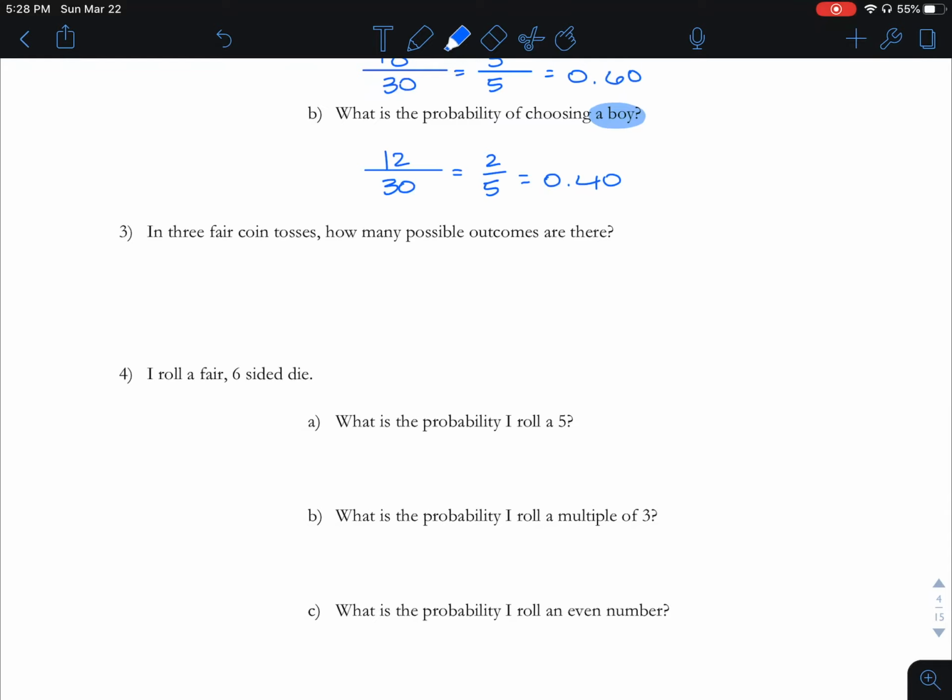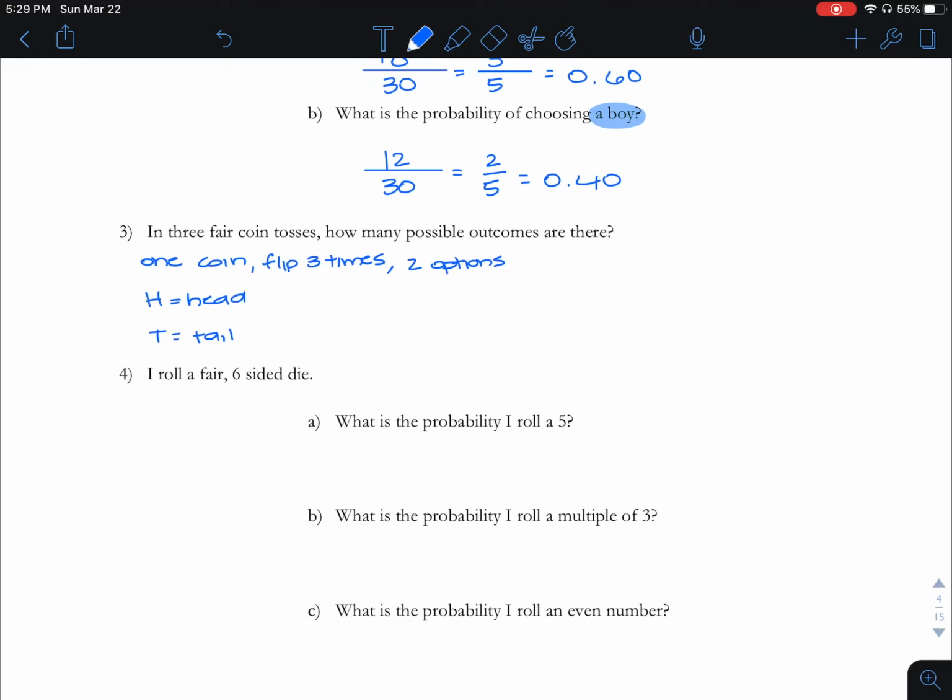In 3 fair coin tosses, how many possible outcomes are there? Actually, I have 1 coin that I'm tossing 3 times. So I'm flipping it 3 times. Well, in a coin, how many outcomes do I have? We talked about this earlier in the last video. We have 2 options, a tail or a head. Let's label H as head and T as tail.